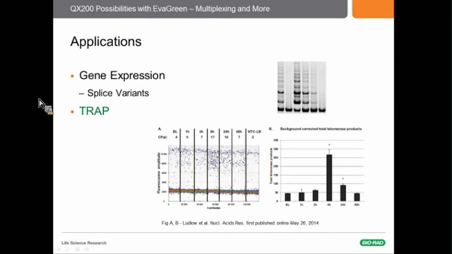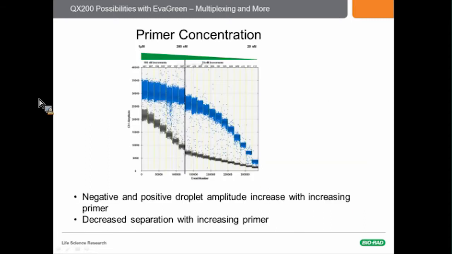Now let's look at another approach to multiplexing with EvaGreen assays. The second method utilizes changes in primer concentration. Shown here is an assay with decreasing concentration of primer from left to right. Now, as the primer concentration decreases, you see a decrease in both the positive and negative droplet amplitudes. Of note is that although you see higher amplitudes of positives at higher concentrations, since the negative droplet amplitude also increases, ultimately the separation between the two clusters starts to decrease.